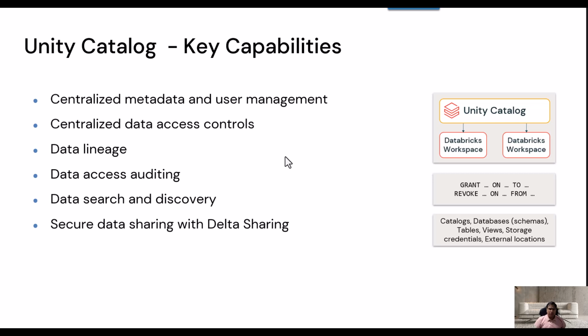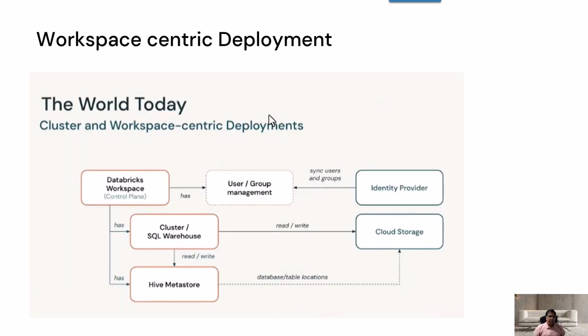It also provides you secure data sharing, and data sharing is done with the help of Delta Sharing. Delta Sharing is an open standard where you share the data across different cloud providers in a seamless way. So it provides you these central capabilities, which make it a game-changing tool in the data landscape.